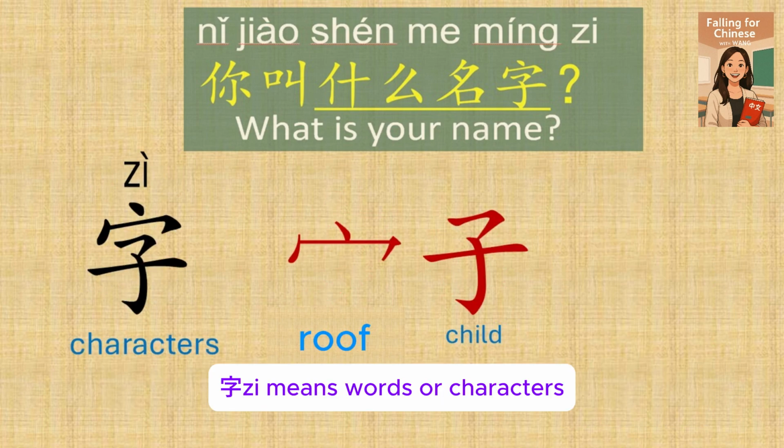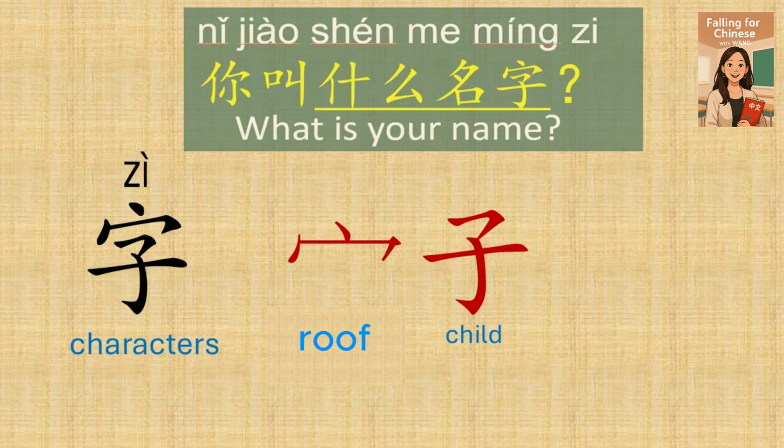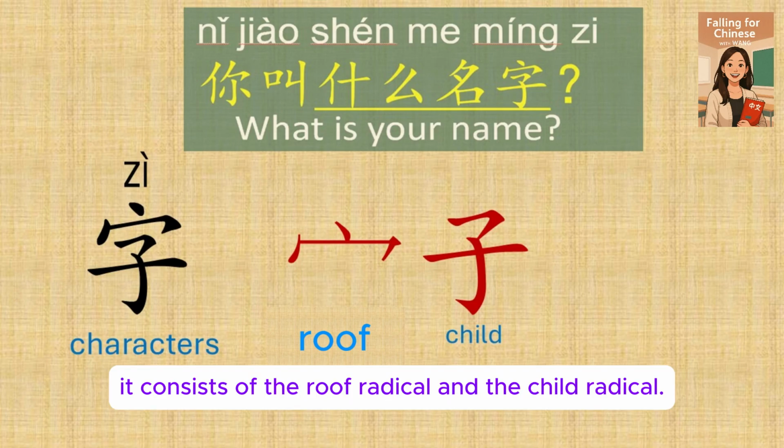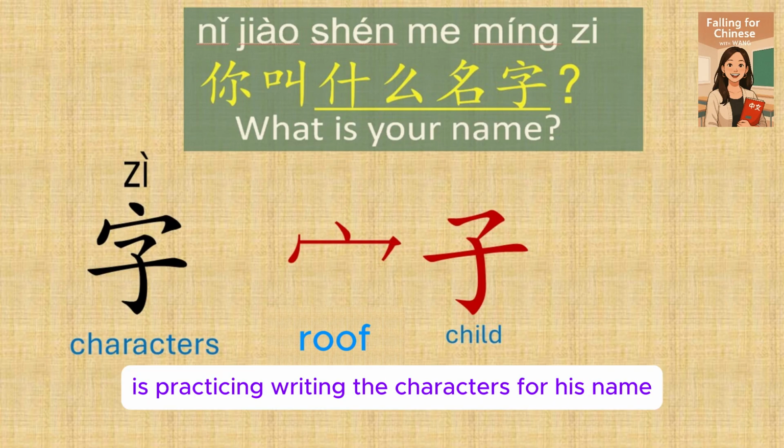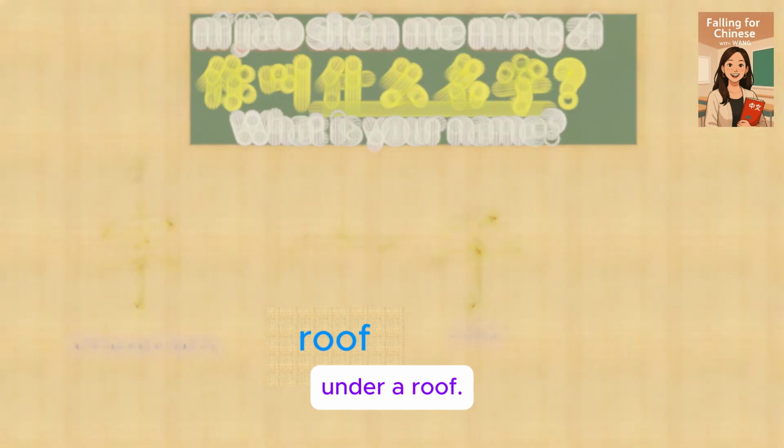字 means words or characters. It consists of the roof radical and the child radical. Imagine a child under a roof is practicing writing the characters for his name under a roof.